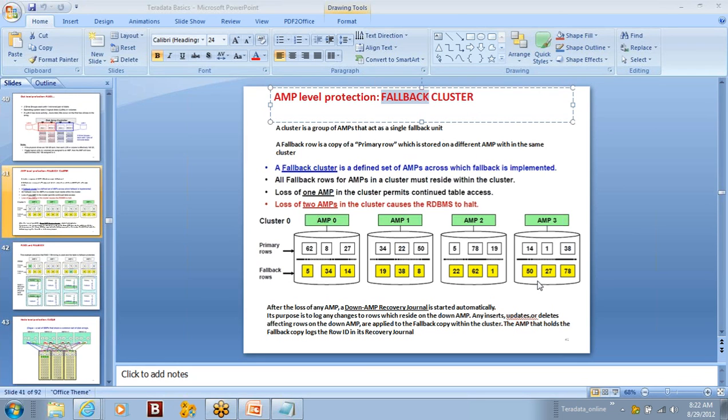So we have to carefully choose whether a fallback is really required for this table or not. Generally we go for fallback for target model tables, which will be accessed continuously by the report tables. We don't put fallback for the staging tables or for the temporary purpose tables, work tables, all those things, but we prefer to have fallback for the target model tables. Clear?